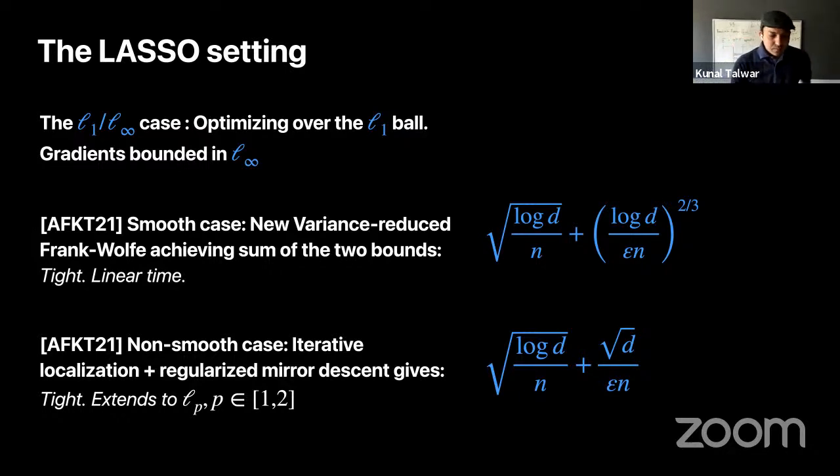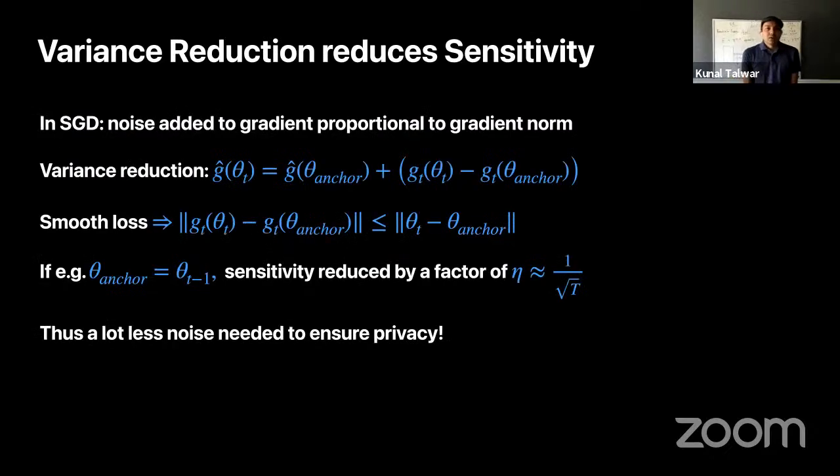Okay, so let me say a little bit about this variance reduction technique, because I think it's nice and perhaps more broadly useful. Recall in SGD, the reason we needed to add this noise was that I'm trying to hide this gradient, which is computed on one example. So I needed to add noise proportional to the gradient norm.